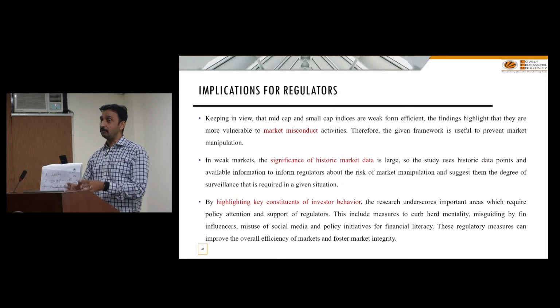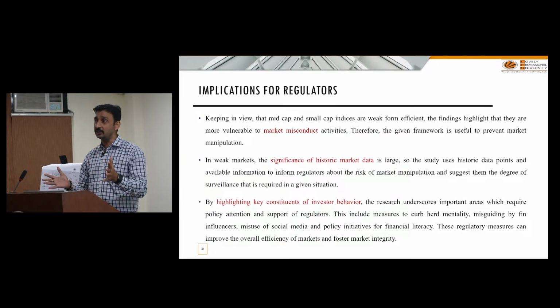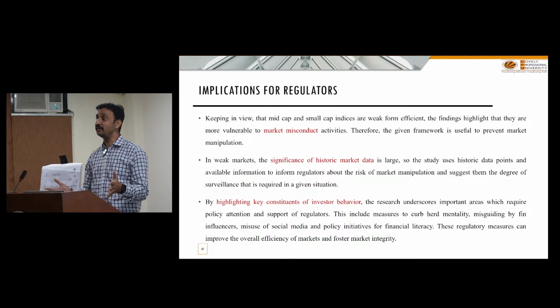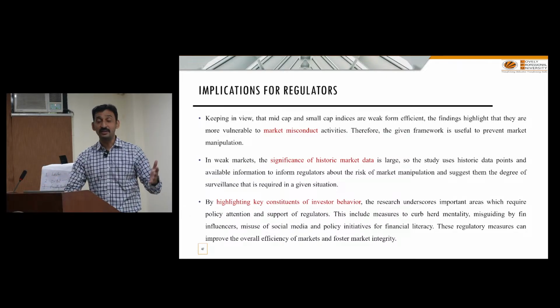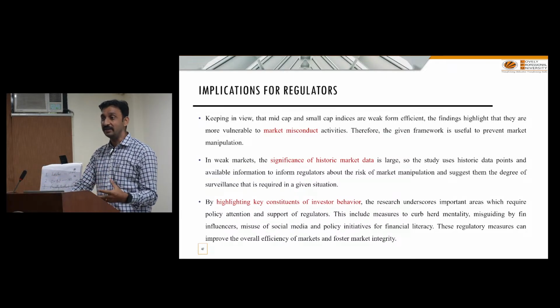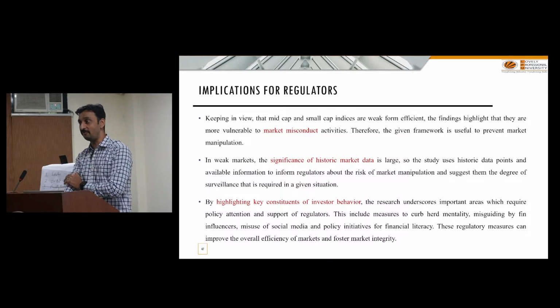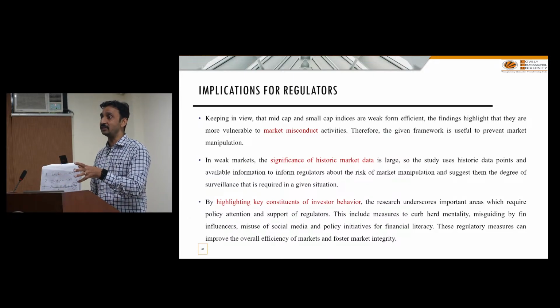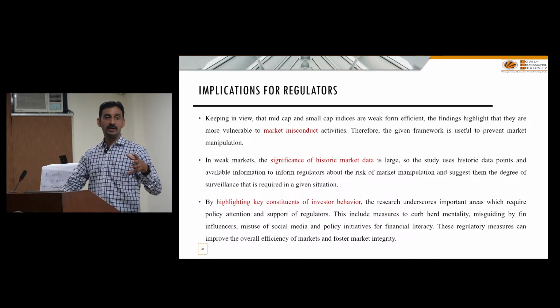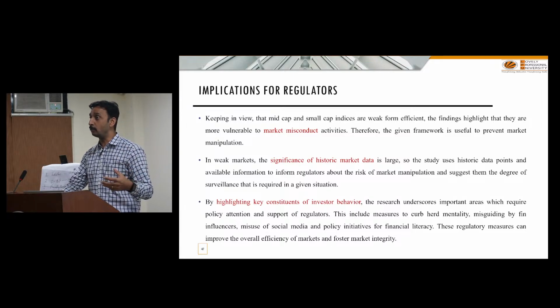From the regulator's point of view, although the regulator is doing a lot of things to make sure market integrity and transparency are maintained, this can give you more areas. Like I said, these are the five factors, if regulators start working on investor awareness programs more proactively.